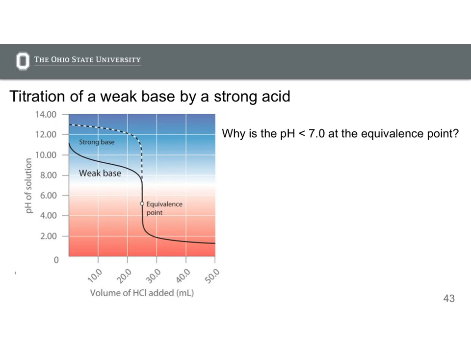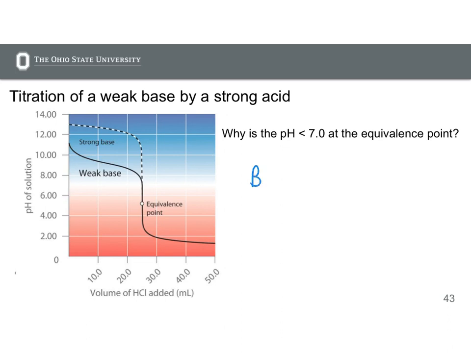All right. Let's do a weak base. So this is a figure that basically shows you the titration of a strong base with a strong acid. That's the dotted line. And then also a weak base titrated with a strong acid. The pH is less than 7 at the equivalence point.